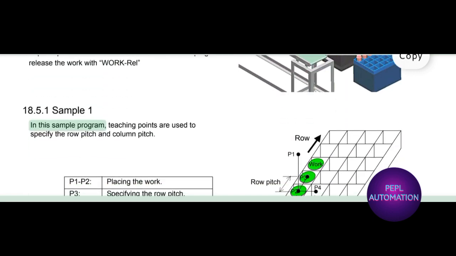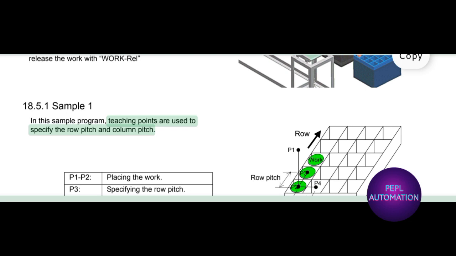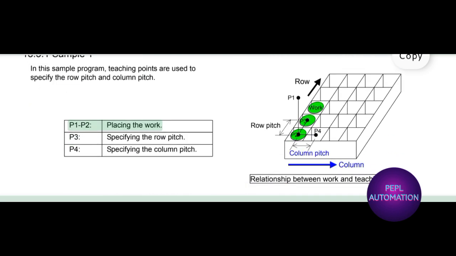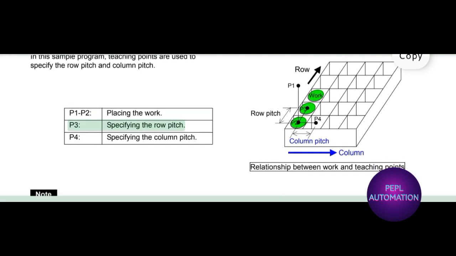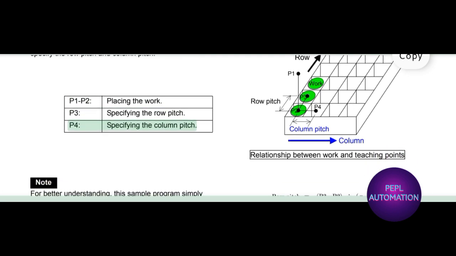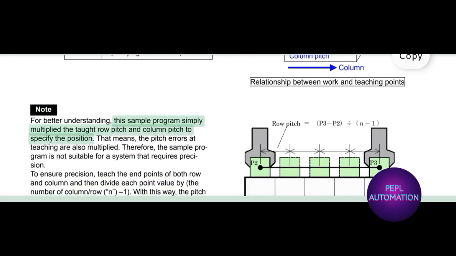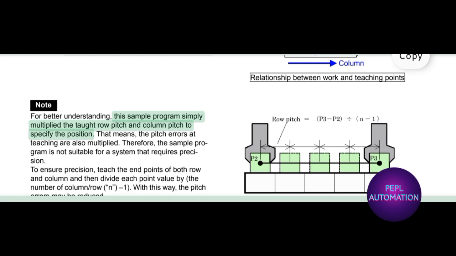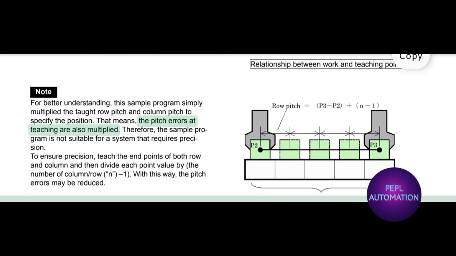In this sample program, teaching points are used to specify the row pitch and column pitch. P1, P2: placing the work. P3: specifying the row pitch. P4: specifying the column pitch. Note: for better understanding, this sample program simply multiplied the taught row pitch and column pitch to specify the position. That means the pitch errors at teaching are also multiplied.